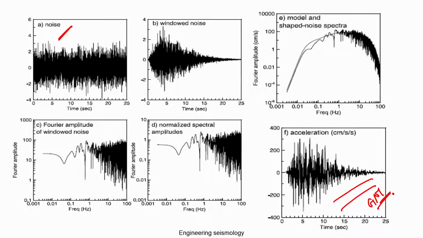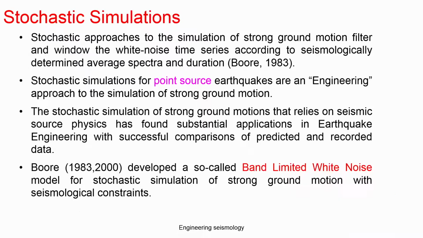Some people use a regional parameter, some people do not even consider regional parameters, they use model input parameters or example parameters and end up with some kind of acceleration, time, velocity data, which may be relevant, may not be relevant, depending upon the input given in the particular location. So, the stochastic simulation approach is the simulation of ground motion by filtering a windowed white noise time series according to the seismological determination of average spectrum and duration.